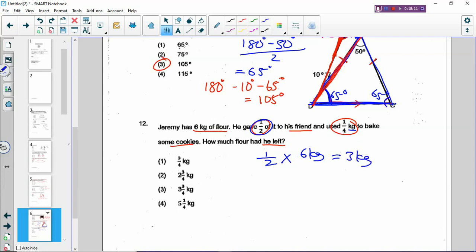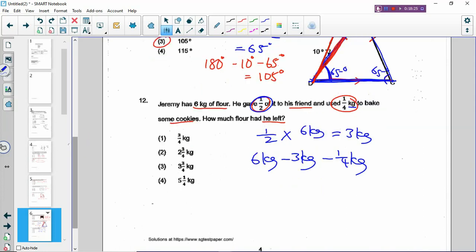Alright, now you can take the total flour, which is 6 kg, and then he gave away half, which is 3 kg, and then he used 1/4 kg, and then you can get the leftover. So now you can minus already, because you can see all the numbers have the kg in front. Okay, so 6 minus 3, you will get 3 kg, and then you minus 1/4 kg.